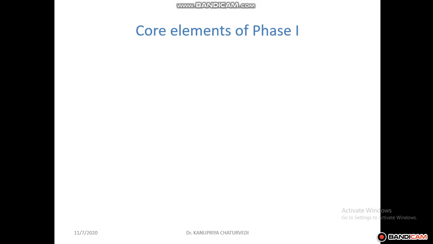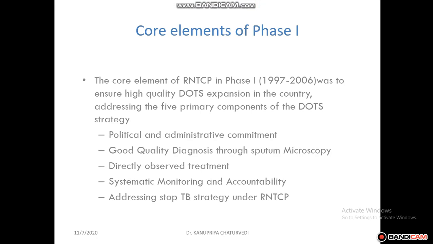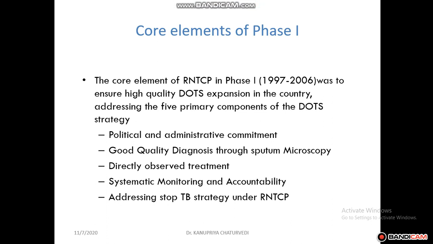Okay, so today we are going to see about RNTCP. In the last class, we completed core elements of phase 1. I hope you are remembering this. In phase 1, the duration is 1997 till 2006. We have seen the following strategies: political and administrative commitment, good quality diagnosis through sputum microscopy, directly observed treatment short course, systemic monitoring and accountability, addressing TB strategy under RNTCP. So these are the basic core elements of phase 1.